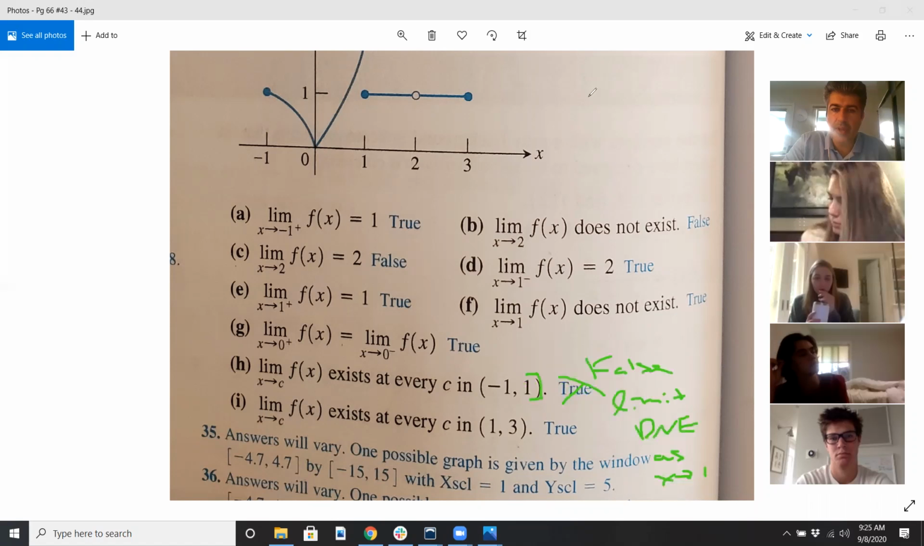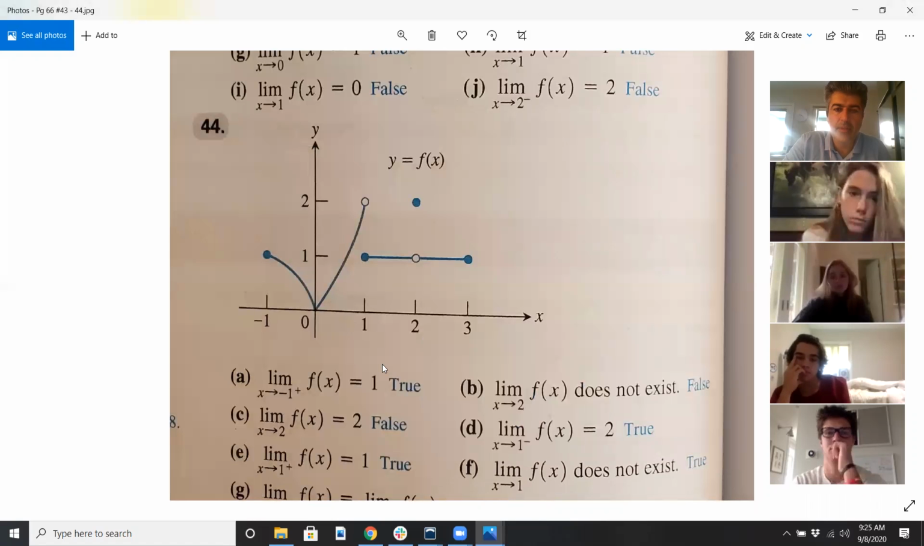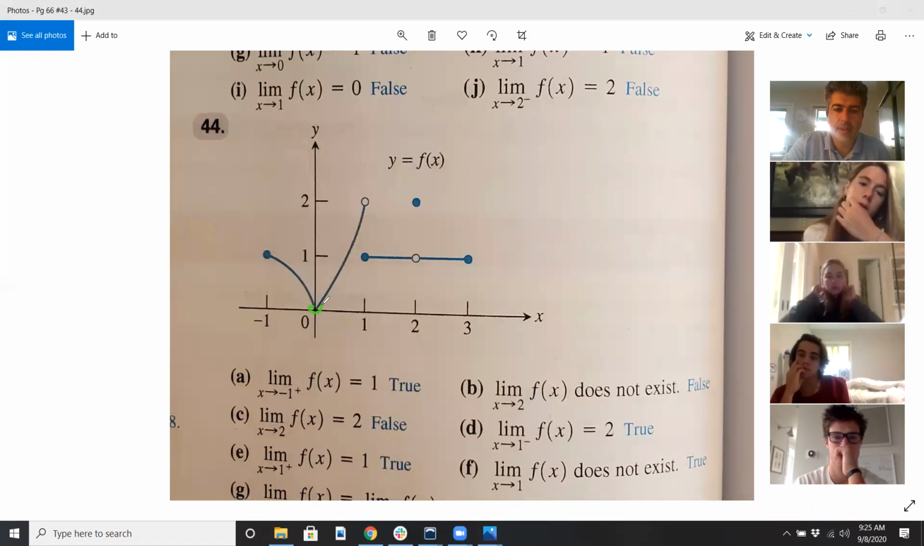Let me pose this question to you guys. What if I had a hole here at x equals 0 and I had a point at (0, 2), so the point jumped off the graph? Would H have been true or false?